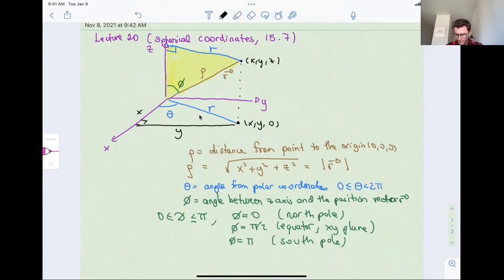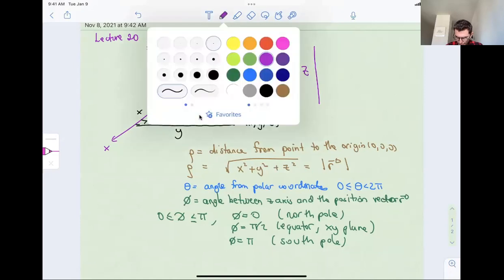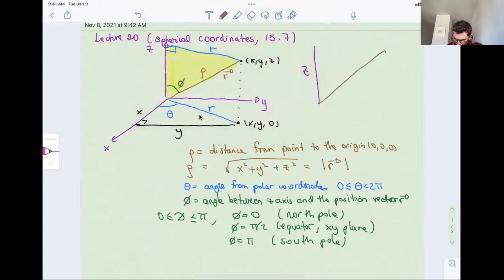So let's draw it separately on this side, where you have z, the angle, the variable rho, and then you have r. Here you have phi, and then you have a 90-degree angle here.